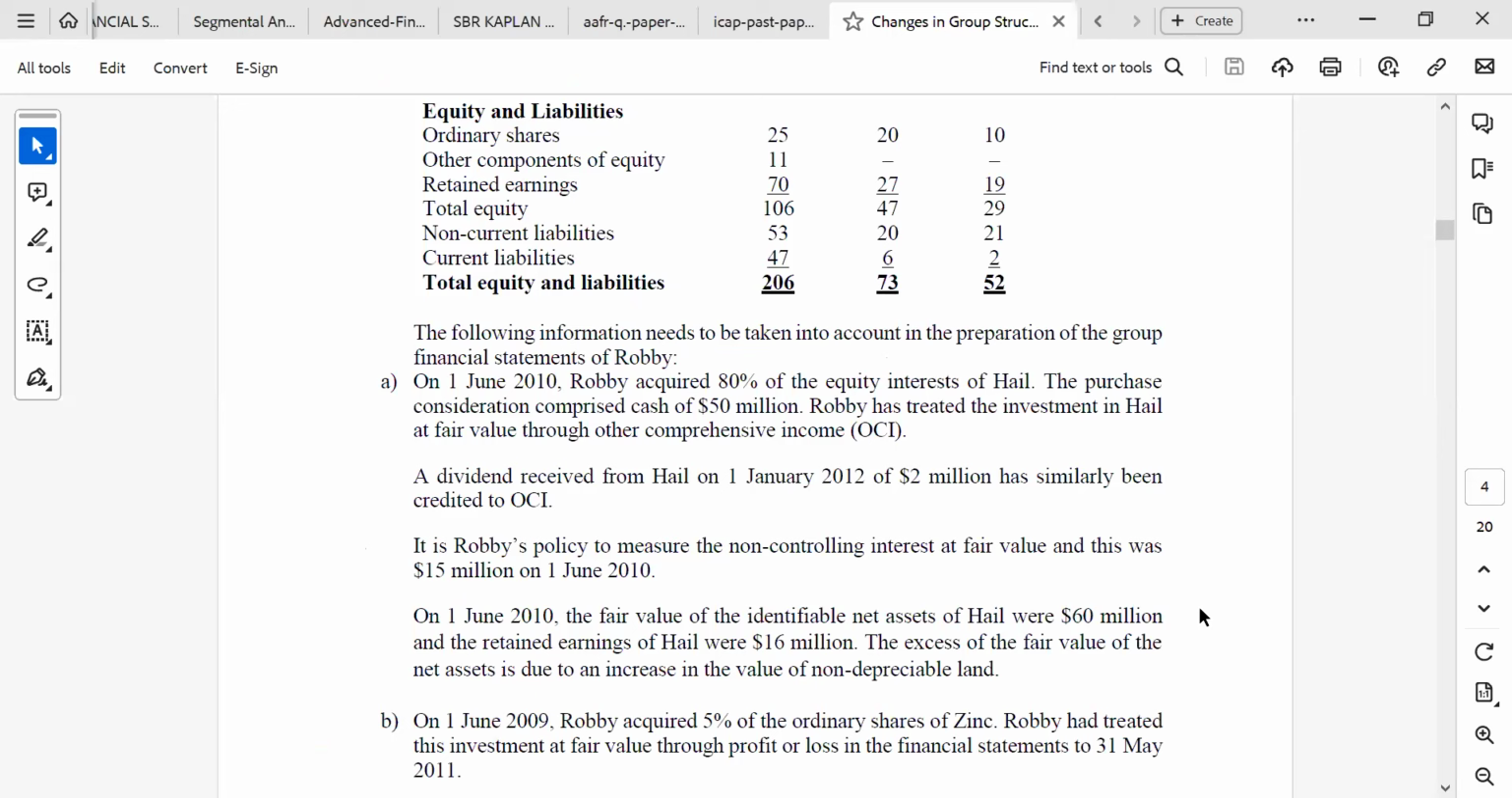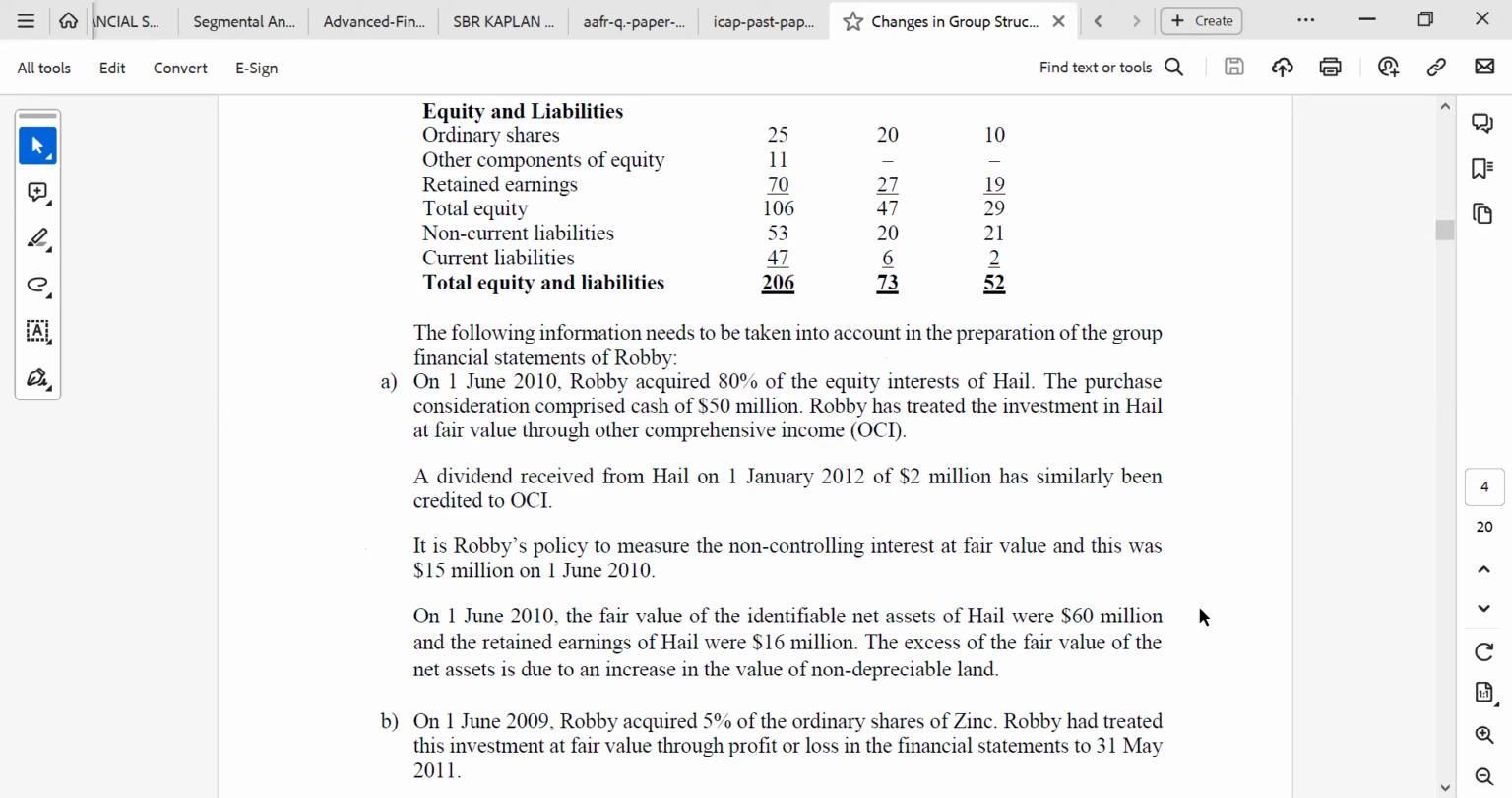And what are they saying is the difference? They say the excess of the fair value of the net assets is due to an increase in the value of what? Land. Undepreciable land. It means that at the date of acquisition, their land value has increased by 24. That is a fair value adjustment.